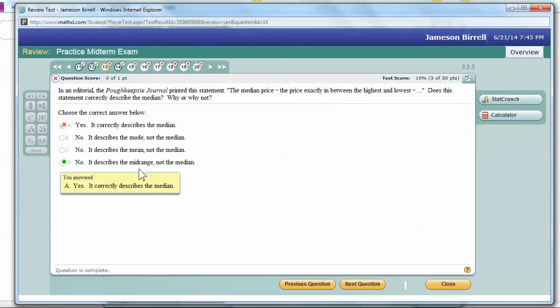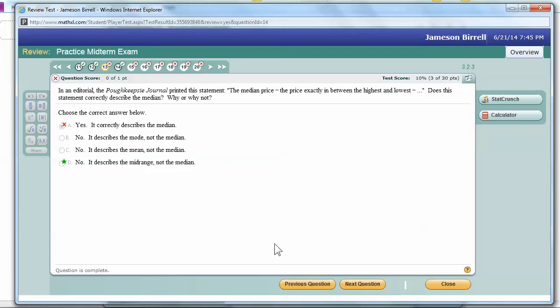So that's the mid-range, not the median. And the reason we usually bring the two up together is so that you can distinguish between the difference. The median is the one that sorts them all and then finds the location middle that way. The mid-range is the one that averages the two endpoints.